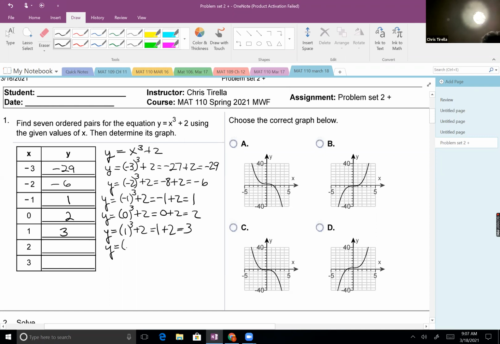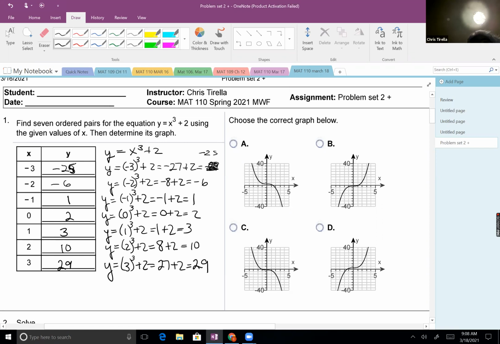When x is 2, y is 2 to the third plus 2. 2 to the third is 8, plus 2 would give me 10. And lastly, when x is 3, y is 3 to the third plus 2, which would be 27 plus 2. Or, I'm sorry, this one shouldn't be negative 29. That should be negative 25. Guys, yell at me if I make a careless mistake. Let's make that negative 25.